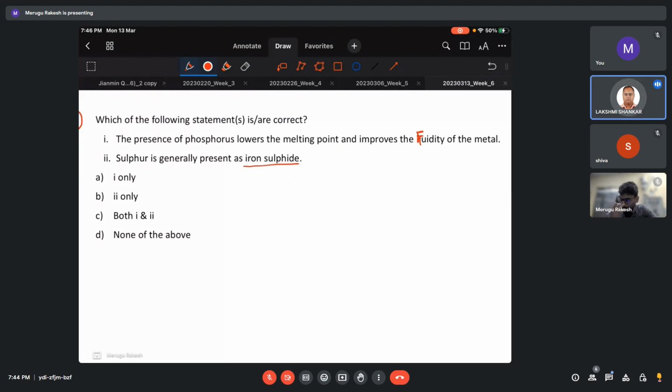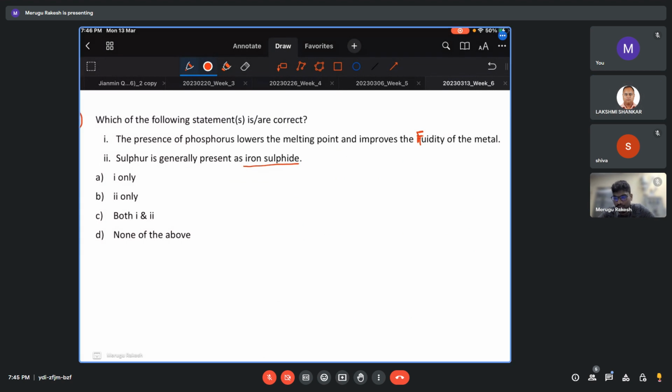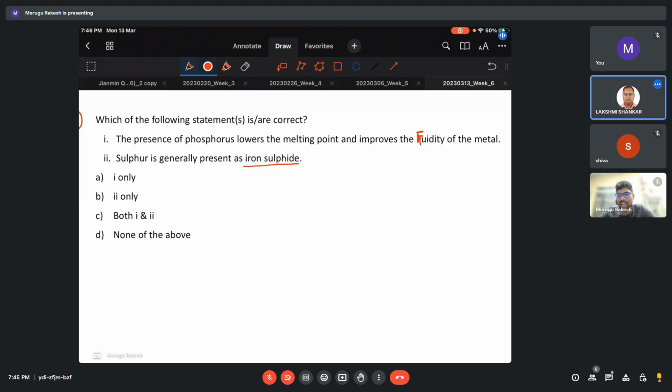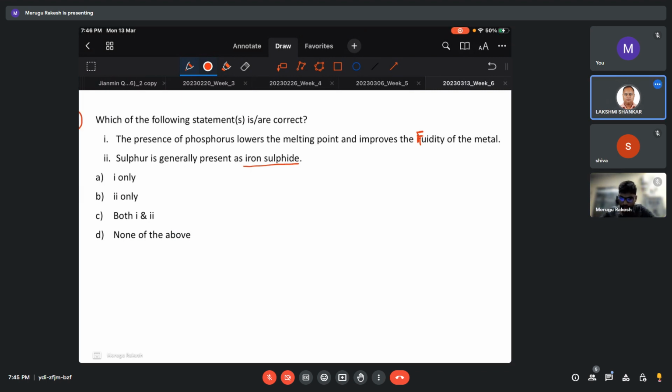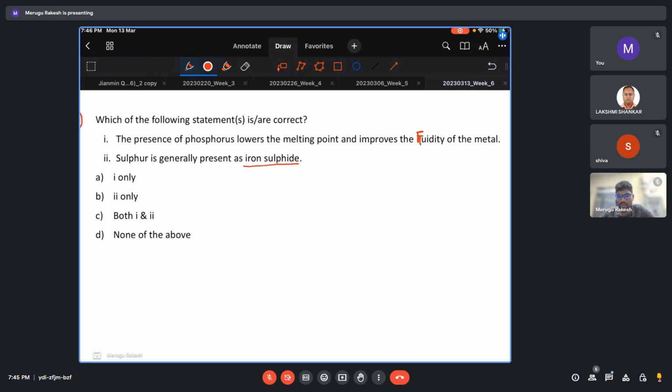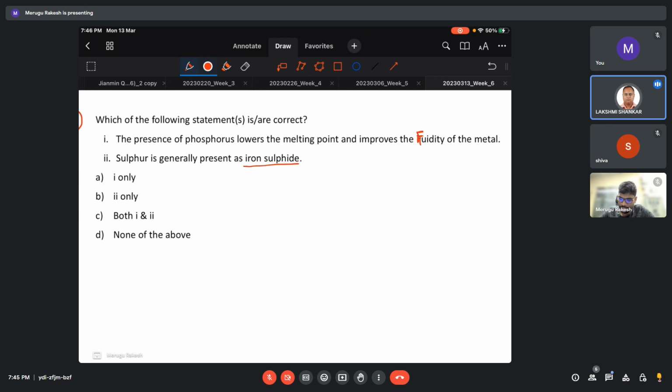No, sir, there was one point about sulfur. Sulfur is not good for this iron, so we add magnesium to it to form magnesium sulfide, and it forms as a slag, and we can remove it. But it is present, sir. That is true, a very small amount of sulfur is present. Yes, sir, I think both are correct.